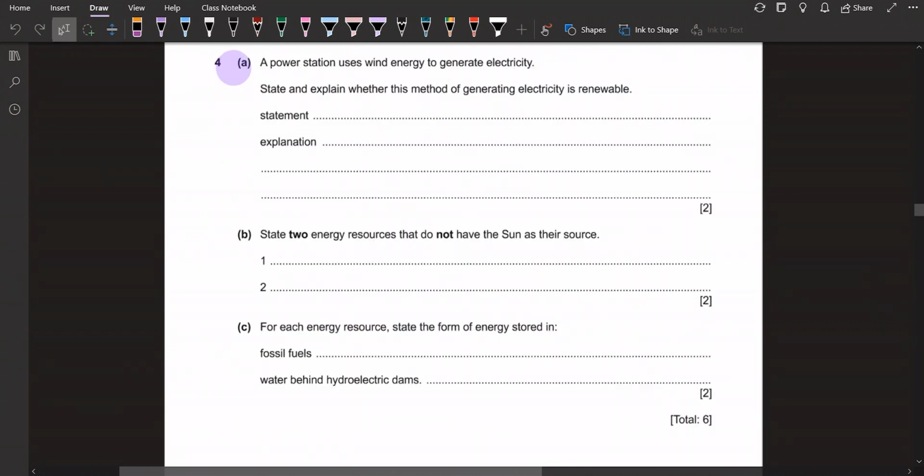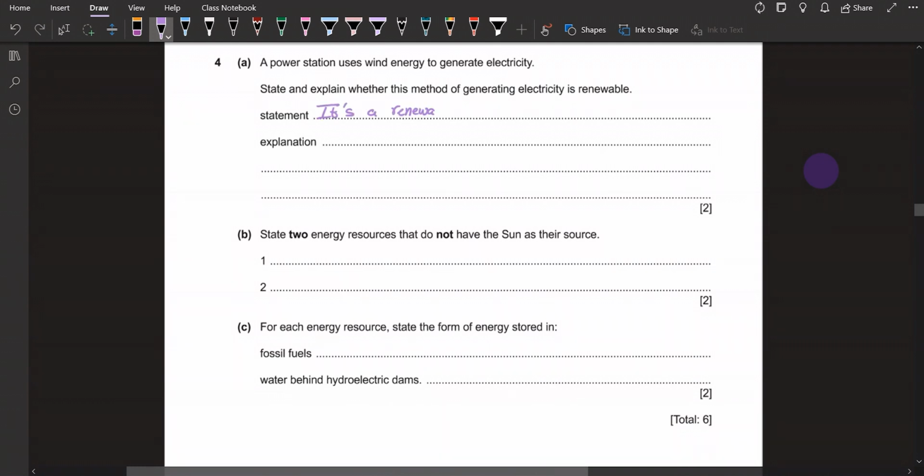Question number 4. Part A says a power station uses wind energy to generate electricity. State and explain whether this method of generating electricity is renewable. You have to give a statement and explanation for this. So the answer for this is going to be renewable because wind is an infinite energy resource, so we can't run out of it. So we can write that as our explanation and we can write out our statement as well.